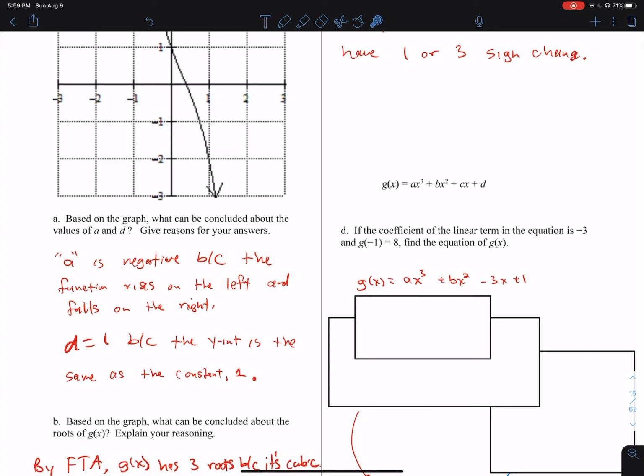So let me write that down. This is the ordered pair that it goes through. So we could replace in this equation y with 8, and each of these x's we could replace with -1.